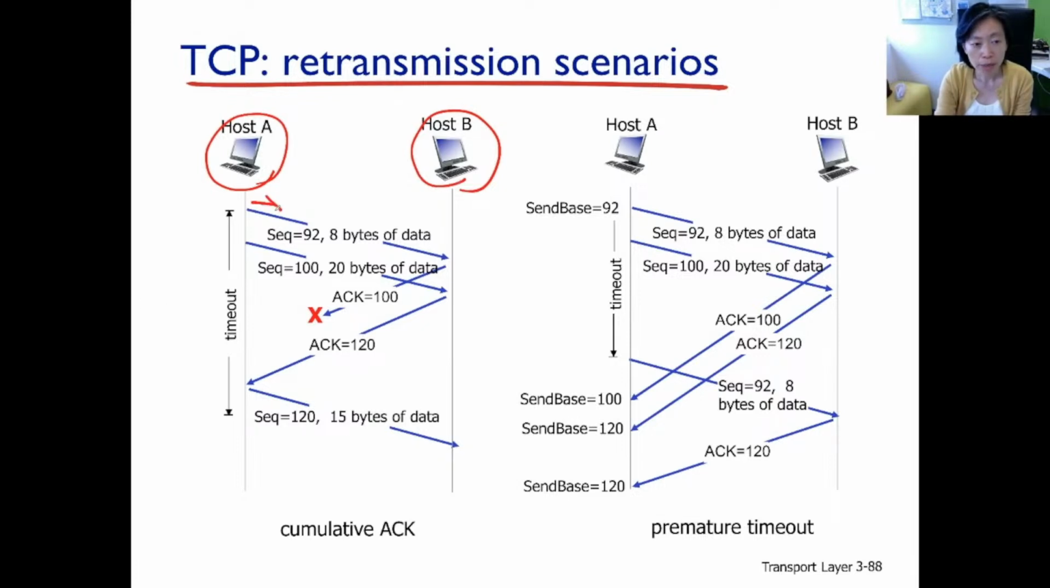And the second example, again, host A being the data sender, host B being the receiver. This time host A sends 2 packets back to back. First, starting from 92 and carrying 8 bytes of data. So we know that the last byte is 99, therefore the second packet starts from 100. And with 20 bytes of data to be carried, the last one is what? 119.